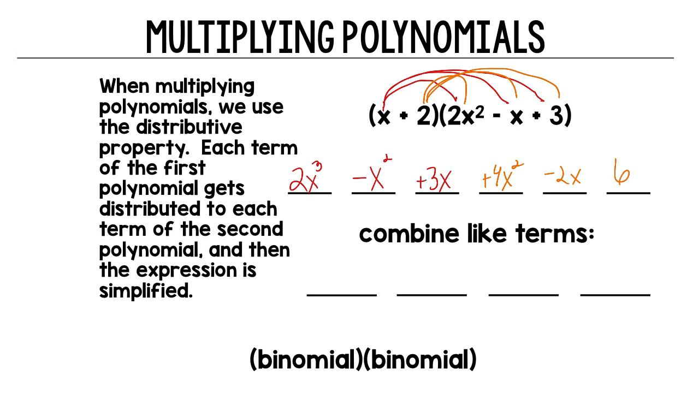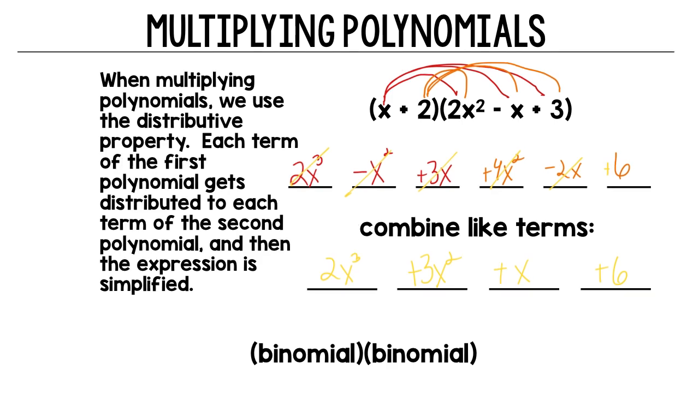Now we combine like terms. 2x cubed is the only x cubed, so it stays by itself. We're all done with that one. Negative x squared plus 4x squared is plus 3x squared. Those are gone. 3x minus 2x is plus 1x. Those are done. And then plus 6 on the end. And that's the simplified version of those two polynomials multiplied together.